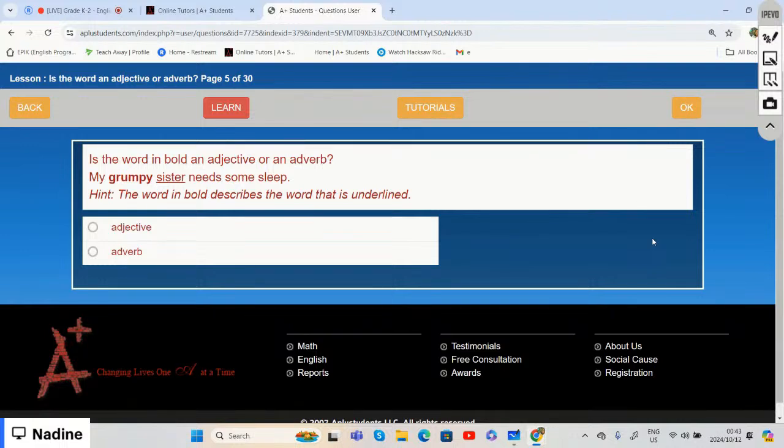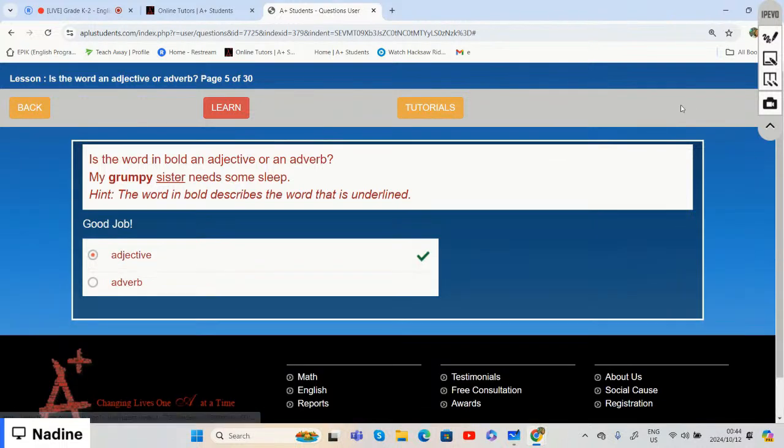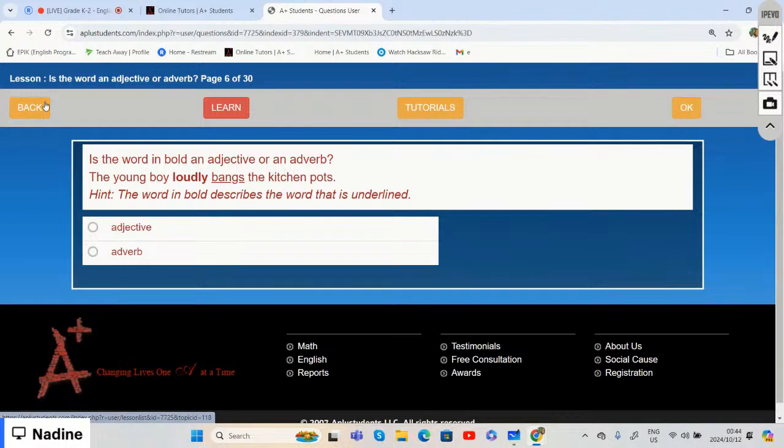The grumpy sister needs some sleep. The grumpy sister. Is this an adjective or an adverb? And if we were to choose the correct option, we are describing the sister, which means that it is an adjective.